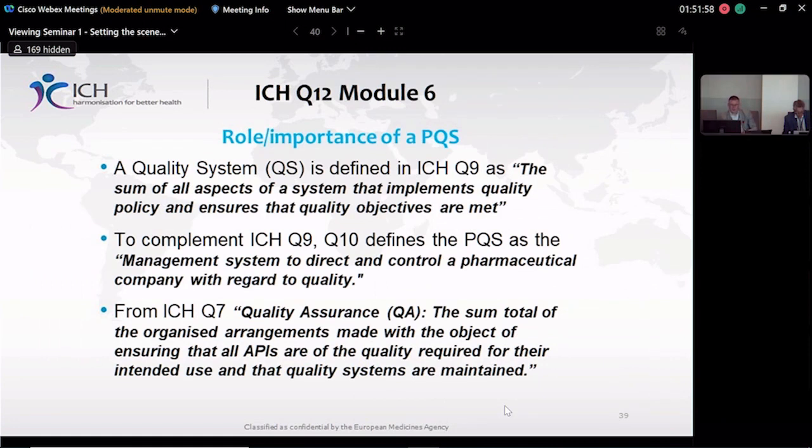Okay, so let's move on now to the quality system. The pharmaceutical quality system of the manufacturer is a really key part of lifecycle management. The quality system and quality risk management principles are defined in a number of ICH guidelines, Q9 and 10 and Q7.